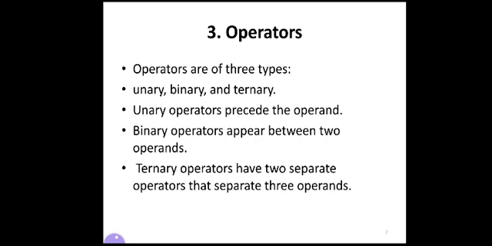A unary operator precedes the operand. As the name suggests, in a unary operator only one operand is available along with the operator. First understand the difference between operator and operand. An operator is any symbol that performs some particular operation in that statement. For example, for performing the AND operation, you have to use an AND operator. So that is an operator.